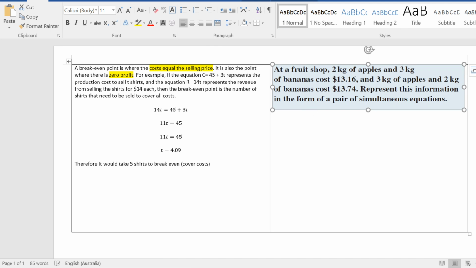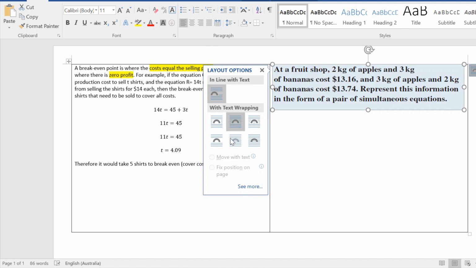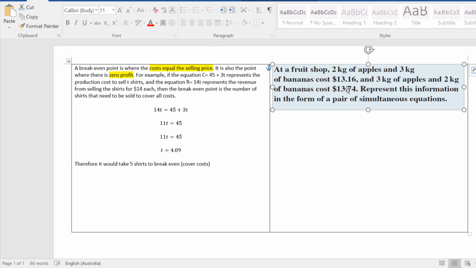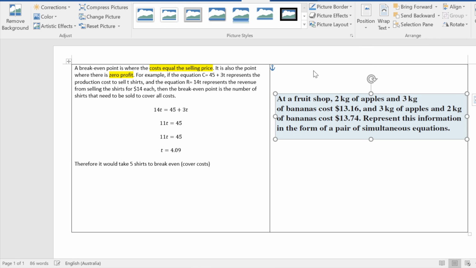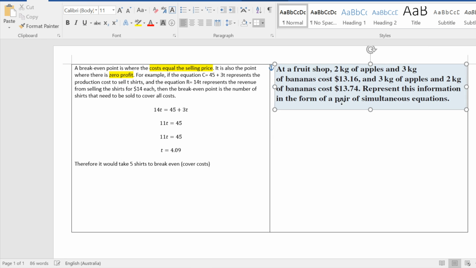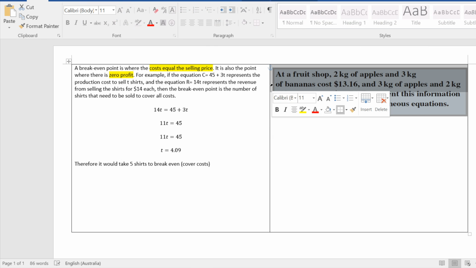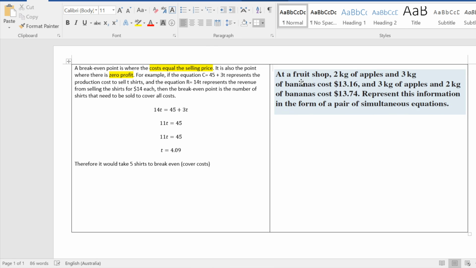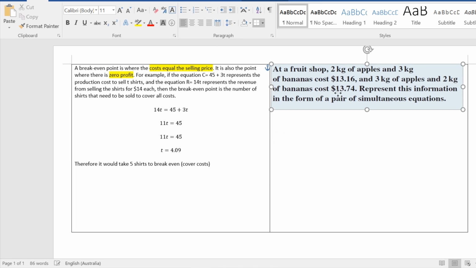Now the next one is actually quite easy, but may not look like it at first. So let's just have a read of it. Sorry, I just gotta get some space here. Giving me grief. There we go.